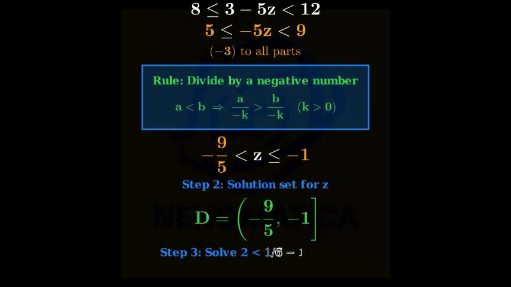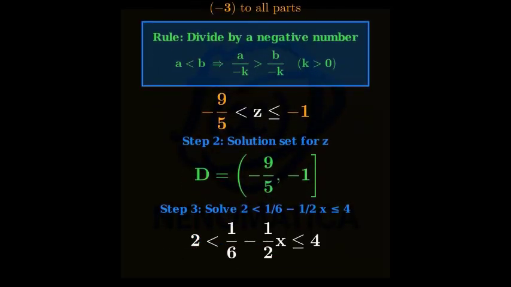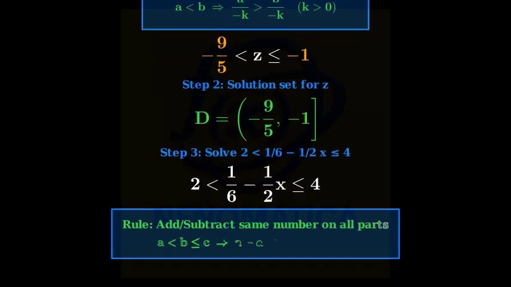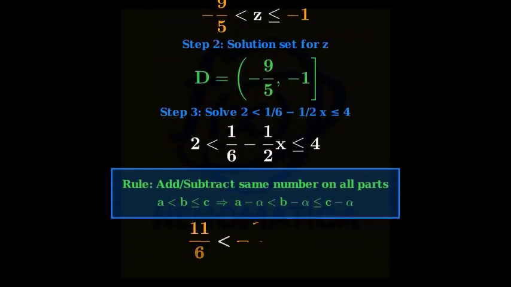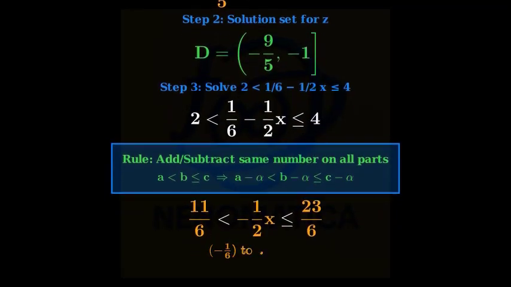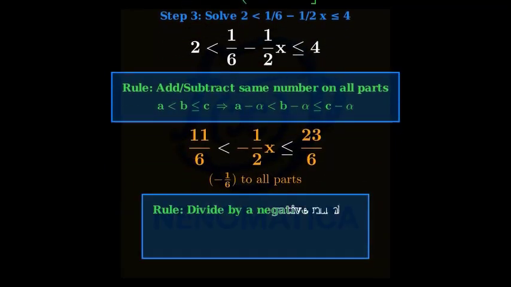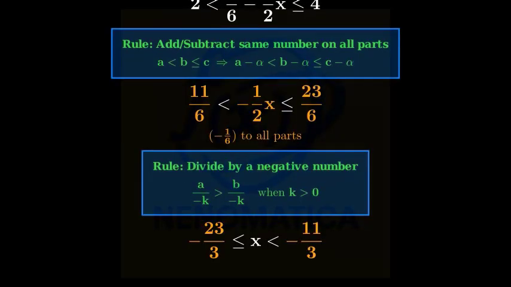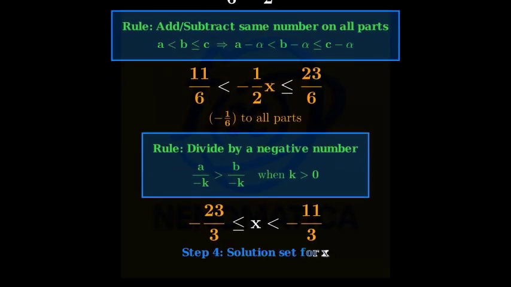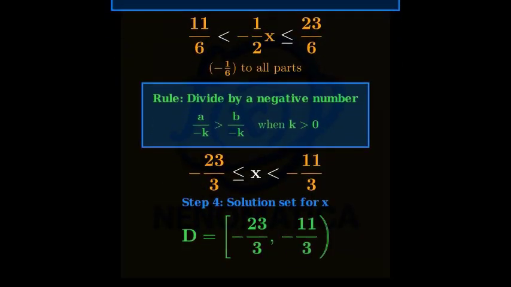Step 3. Now solve the second chain inequality for x. Start from the original chain. Subtract 1/6 from all 3 parts. Next divide by -1/2. Again, flipping the inequalities is essential. Simplify and rewrite the chain in increasing order. Step 4. Write the solution set for x in interval notation.